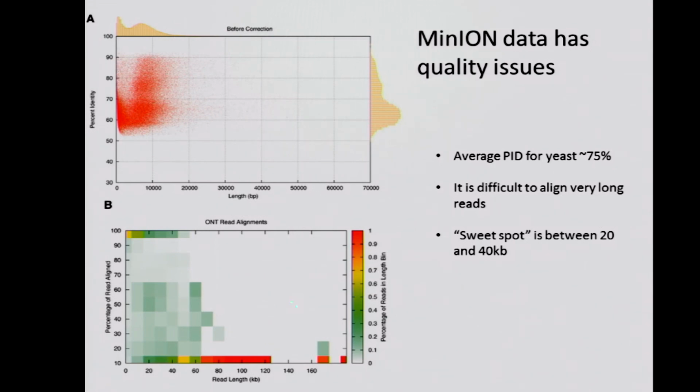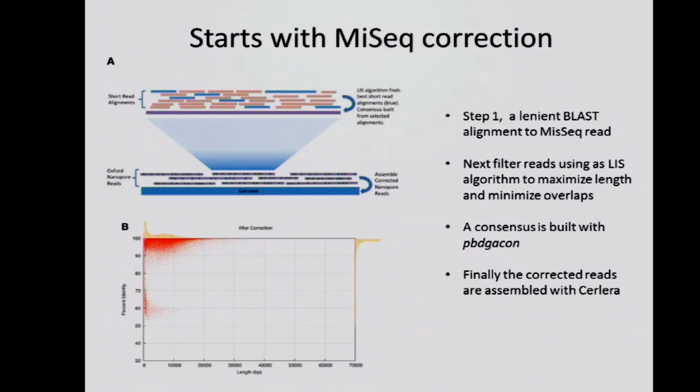We also find that a lot of those reads that are larger than 60,000 don't align. Again, that's because it's very, very error prone, very difficult to align those very long reads, and there's very few of them. All right, so how does it work? It starts with MiSeq correction.